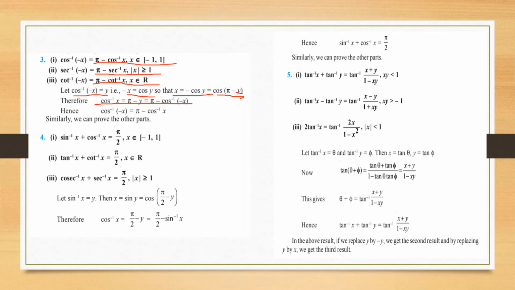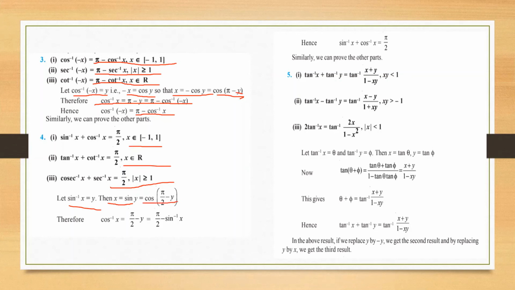Number 4 is sine inverse x plus cos inverse x is pi by 2 for x belonging to the closed interval -1, 1. Tan inverse x plus cot inverse x is pi by 2 for x belonging to R, and cosecant inverse x plus secant inverse x equal to pi by 2 for mod x greater than or equal to 1. So let us take the first one, sine inverse x equal to y, x equal to sine y. Now how can we change sine to cos? Cos 90 minus theta. So sine y can be written as cos 90 minus y, right? Now x is equal to cos of 90 minus y.